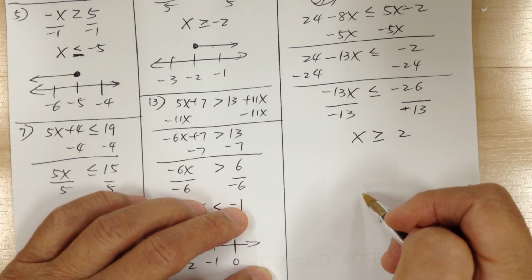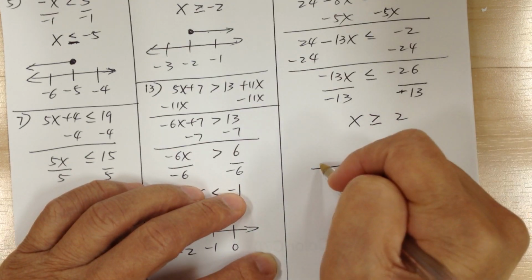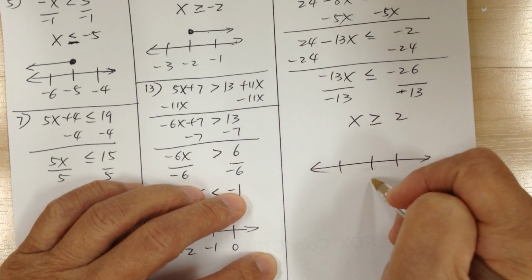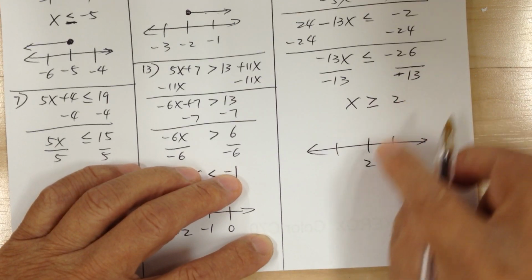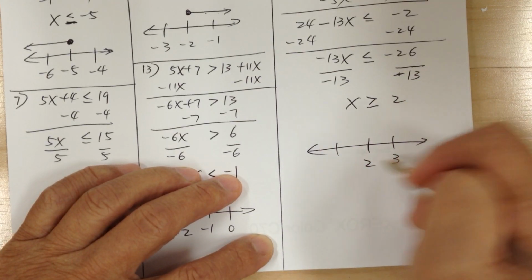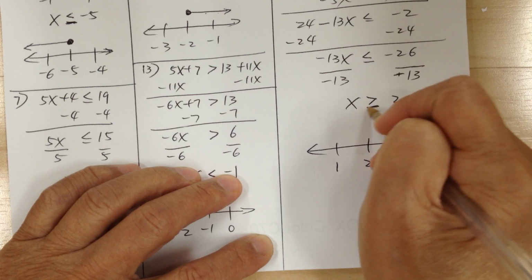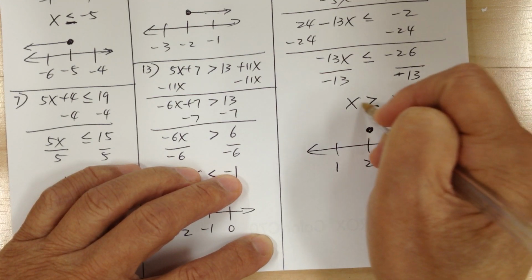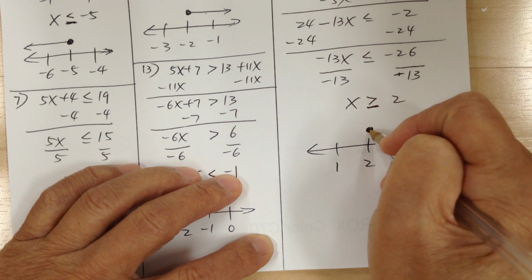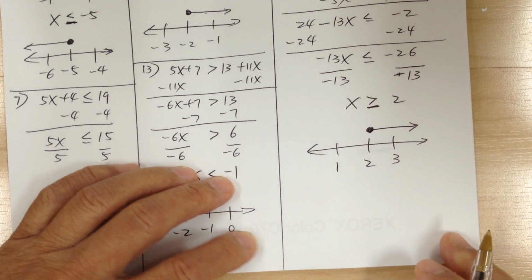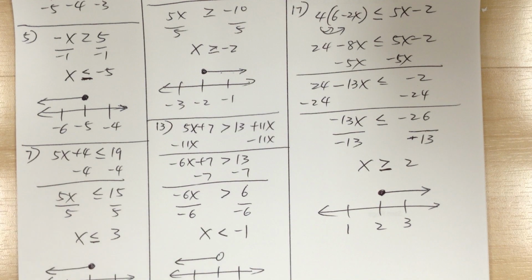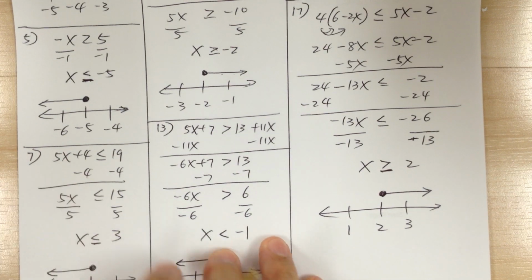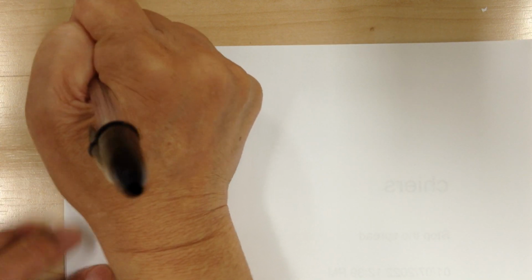Okay? And your graph. So this, again, you want to graph the 2, so a point in the middle, and it will be 3, and it will be 1. And this is going to be a closed circle, because that means the number is part of the answer, and the arrow is going that way, it is greater than, so you have to go this way. Okay? Okay, let's go to the next one.